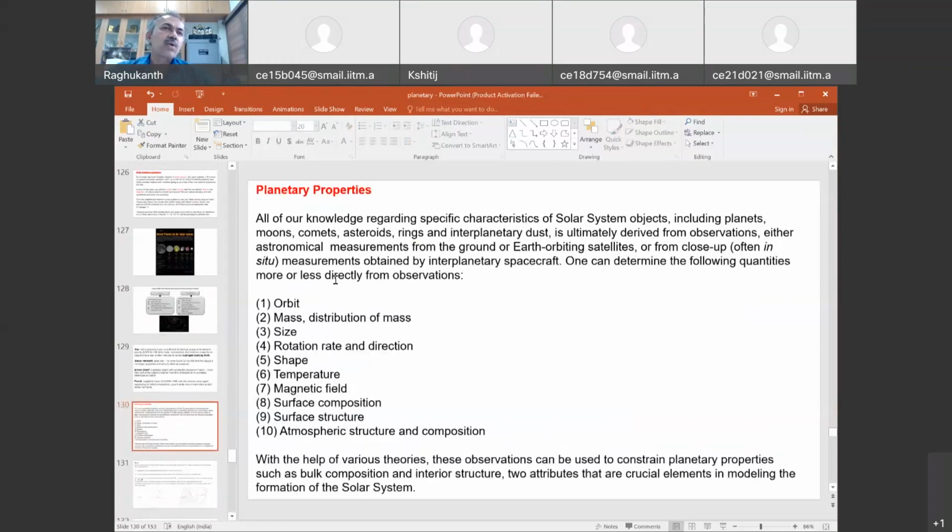So now coming to the numbers, as I already showed you, we have all the inventory we have seen in our solar system. So now you can find out all the following quantities also, like the orbit of the planets, the mass of the planet, and then size, rotation rate, shape, and then temperature, magnetic field, surface composition, surface structure, atmospheric structures. All of this information has been available because of these flybys. Spacecraft have gone, and from telescopic observations, people have got all these numbers.